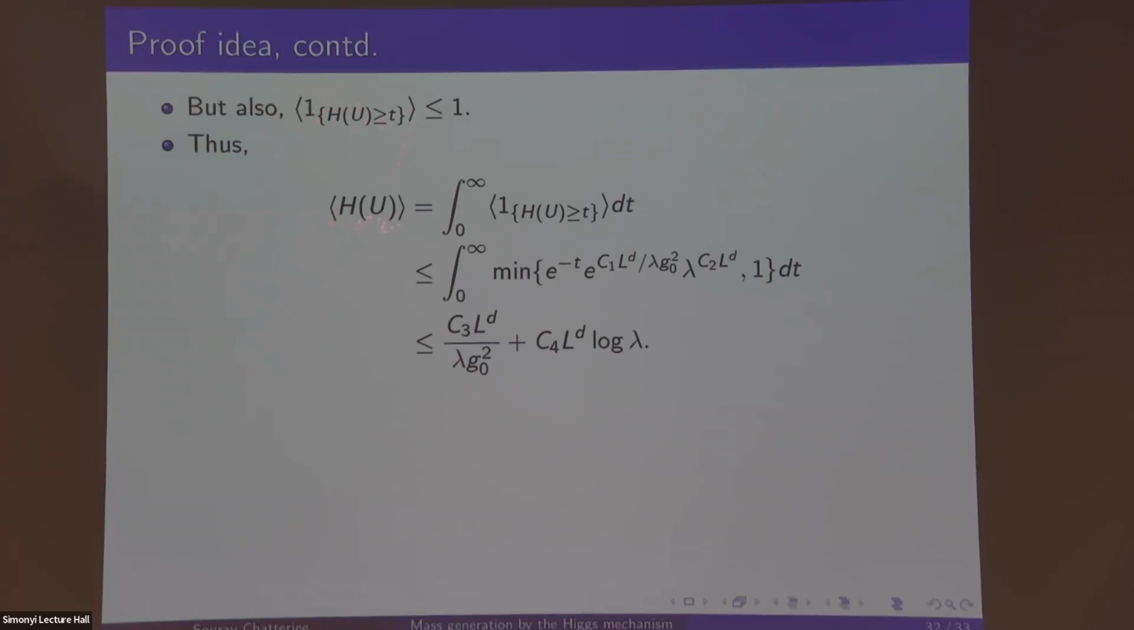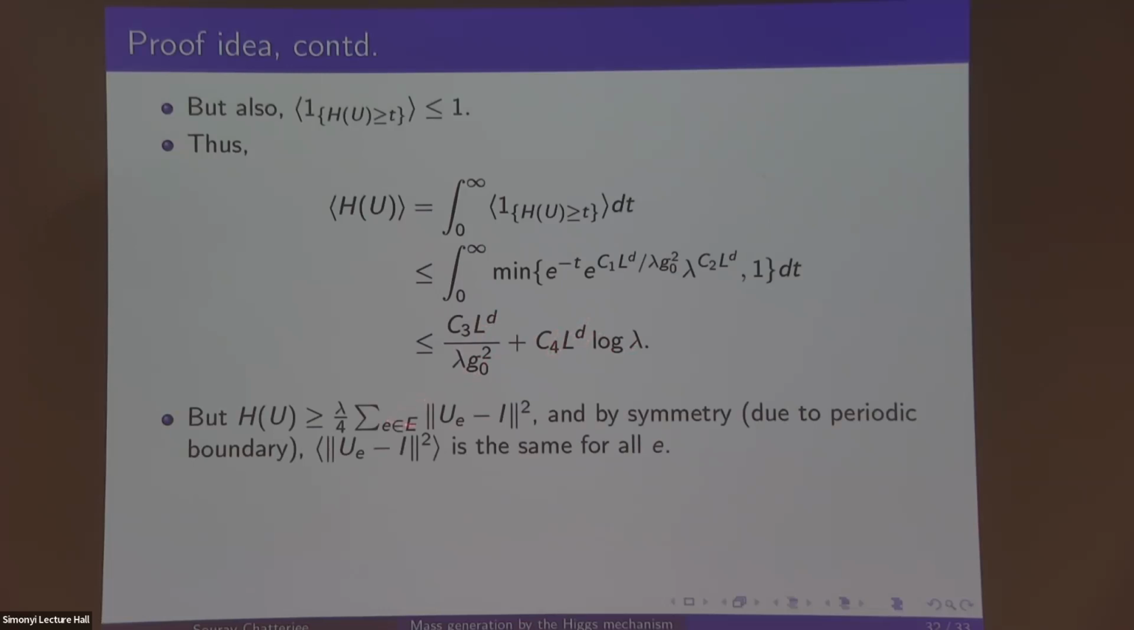So you get the expectation of h_u is the integral, by Fubini's theorem, of the expectation of the indicator of h_u bigger than or equal to t, dt. This thing is bounded by the minimum of this and 1. And when you integrate this, 1 dominates until t reaches this threshold, and then it decays sharply. So you just get this threshold. So the expectation of h_u is bounded by a constant L to the d over lambda g_0 squared plus some constant L to the d log lambda. But h_u, if you look at the formula for h_u, is this plus something positive. So it dominates this term.